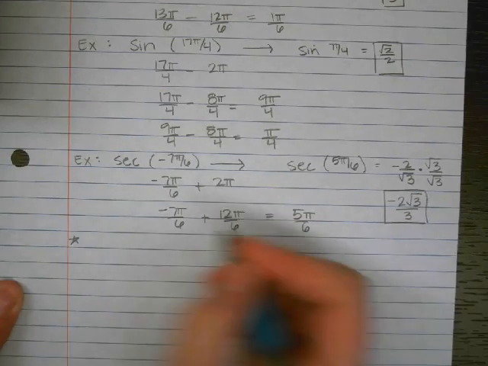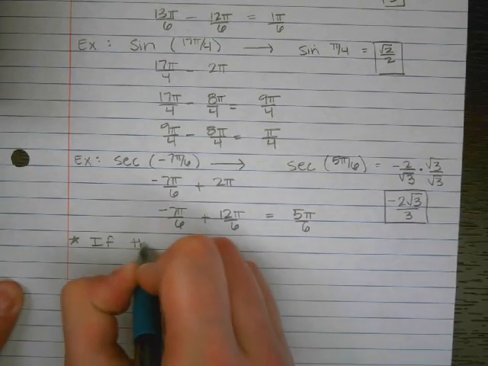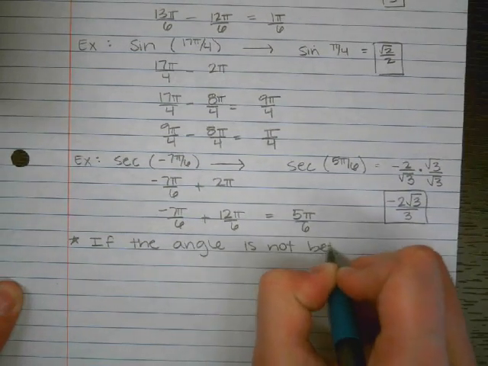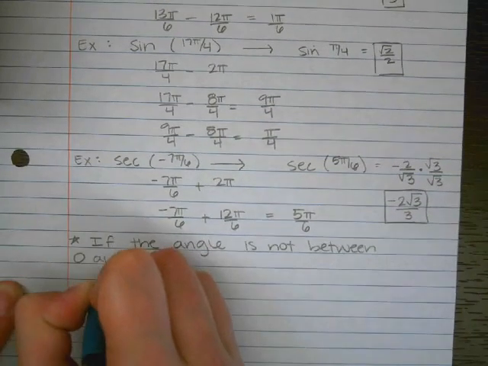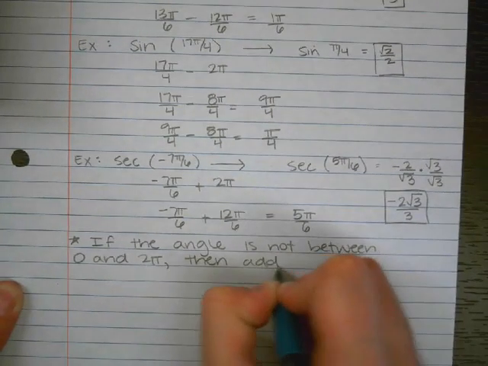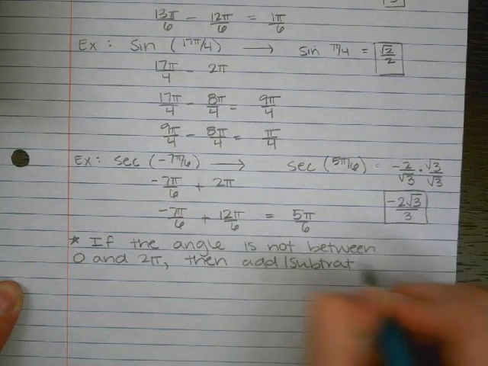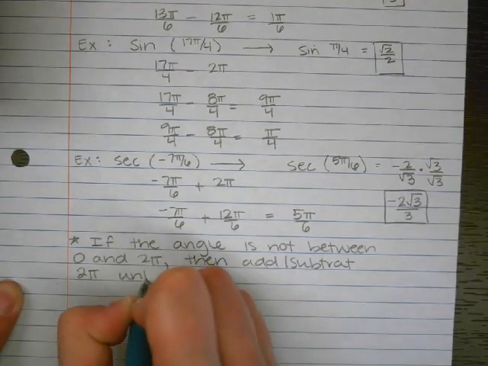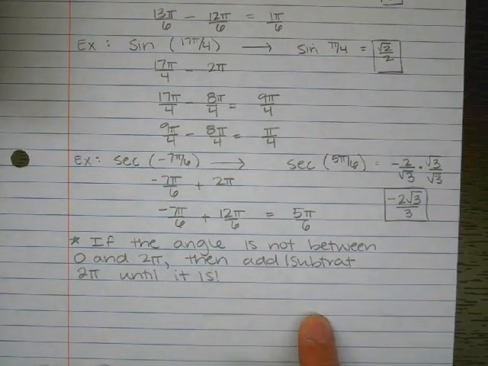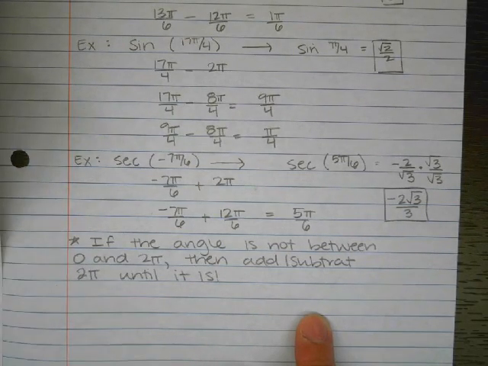Okay, so to summarize what we did, if the angle is not between 0 and 2 pi, then add or subtract 2 pi until it is. So basically, if your angle is not on the unit circle, then find a coterminal angle that is on the unit circle. And we find that coterminal angle by adding or subtracting 2 pi.